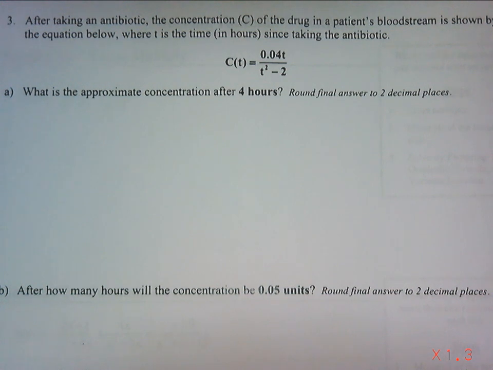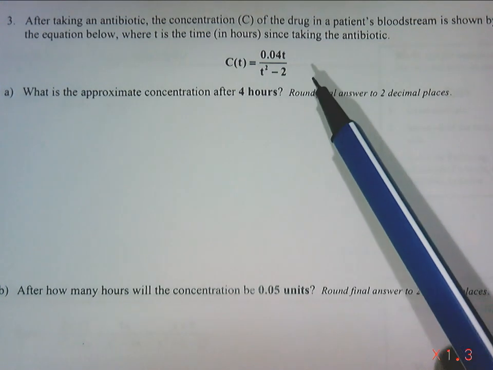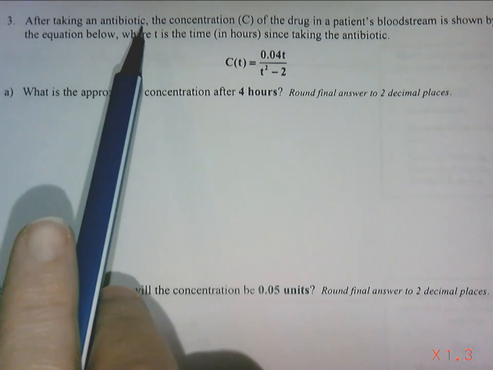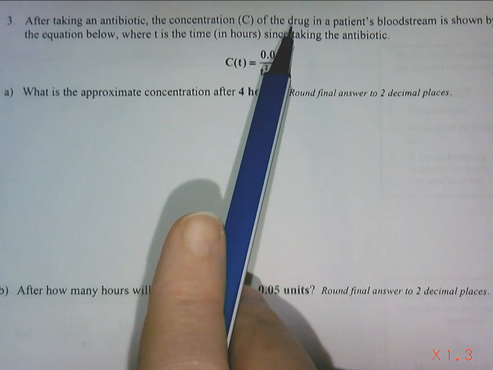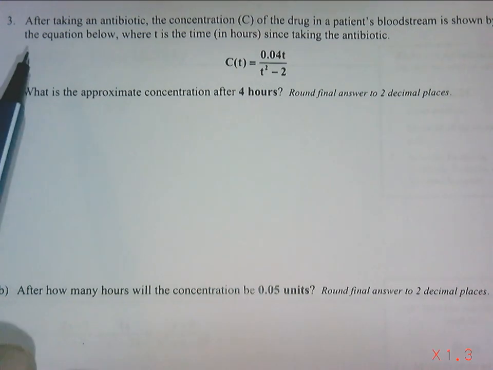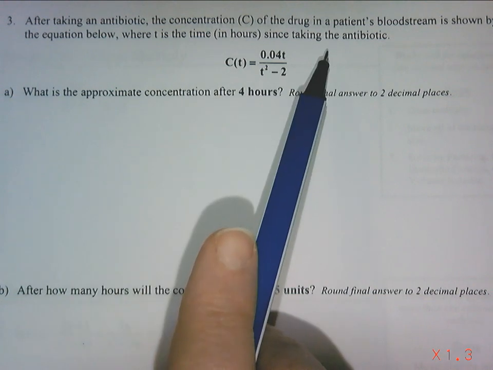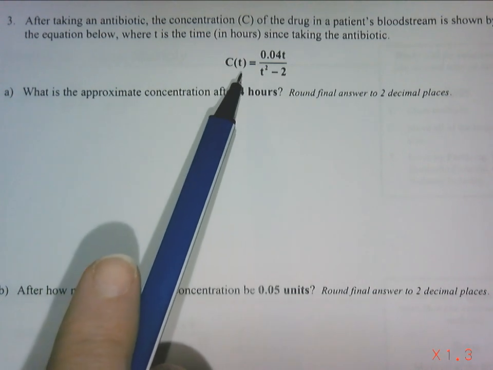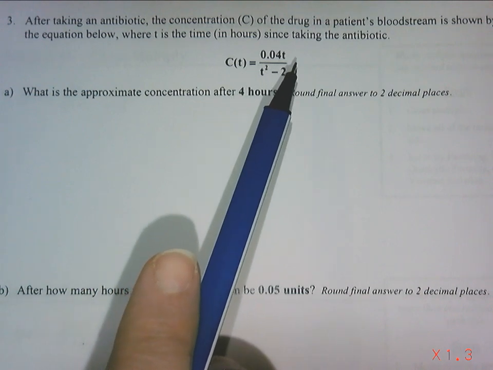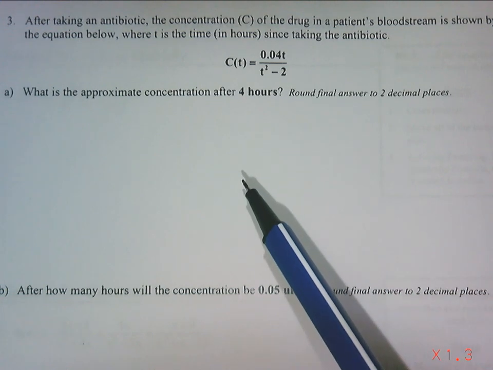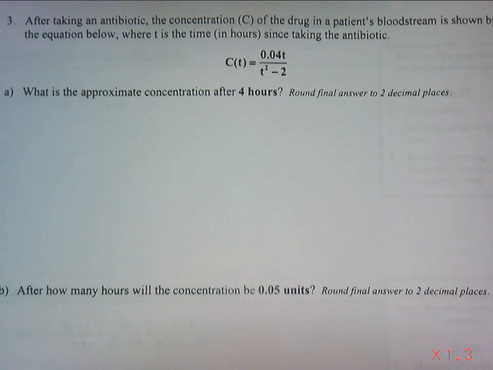In this video, we are going to do some solving rational equations with an application problem. So our question here says, after taking an antibiotic, the concentration C of the drug in a patient's bloodstream is shown by the equation below, where T is the time in hours since taking the antibiotic. And we have C at T equals 0.04 T divided by T squared minus 2. So the first question says, what is the approximate concentration after 4 hours?